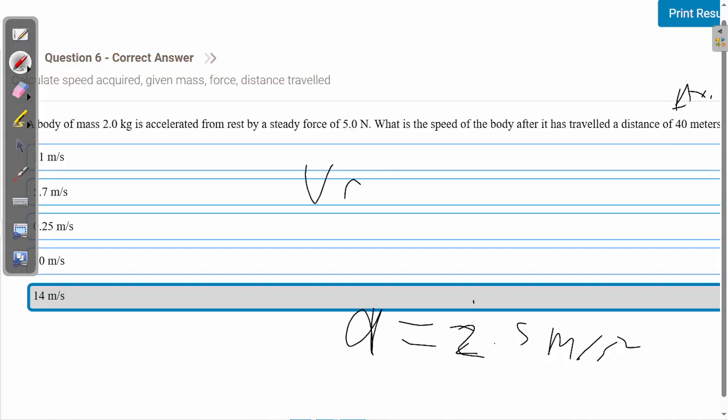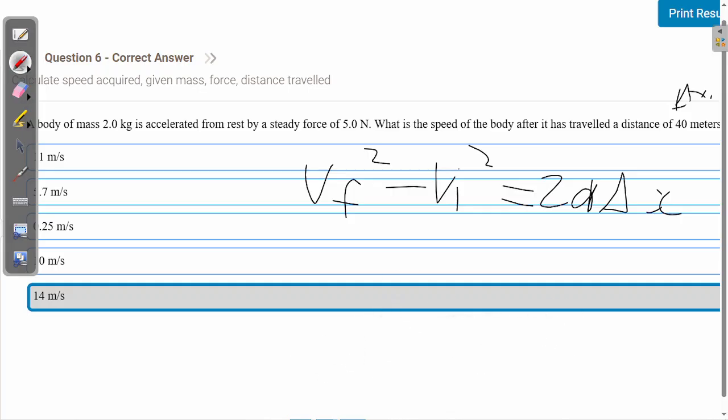I'm gonna use this one, which is v final squared minus v initial squared equals 2a delta x, because this one doesn't have the time and we're not given the time. The final is what we want to find, so we keep it. And the initial speed is 0 because it's from rest. So v final squared minus 0, so we keep it, equals 2a delta x. 2 times 2.5 times 40.